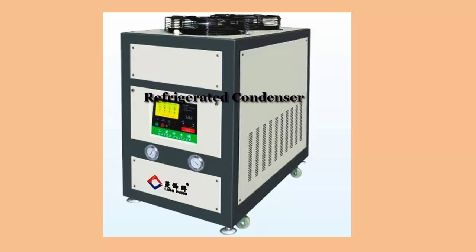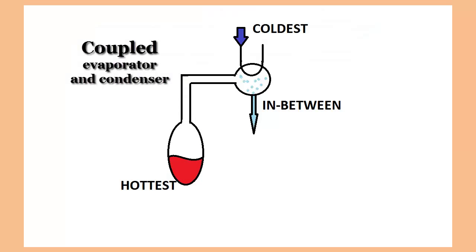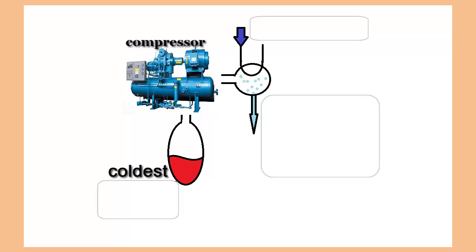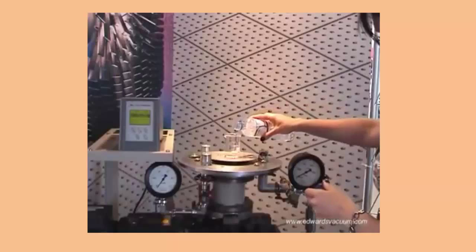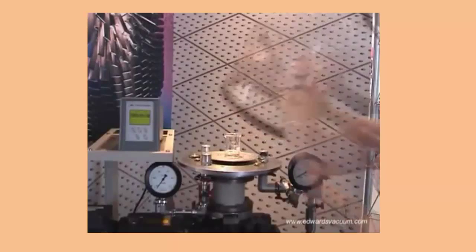But remember, we observed that another cause of temperature problems is coupling between evaporator and condenser. If they could be decoupled and operated at different pressures and temperatures, could low-temperature distillation be achieved? In science class, we learned that a vacuum pump can cause a glass of water to boil at room temperature.